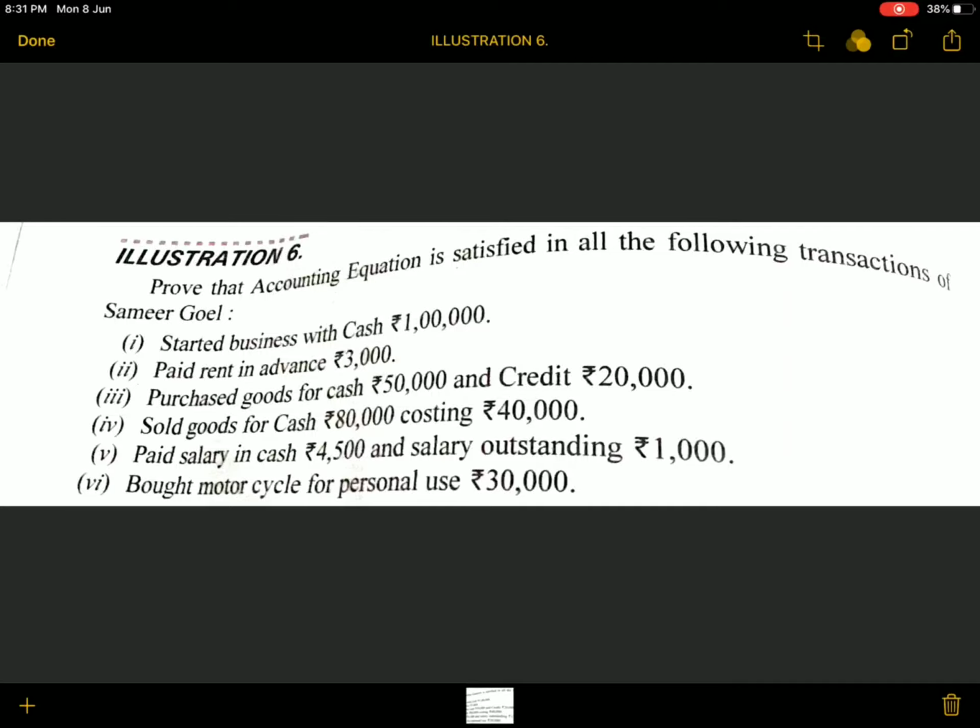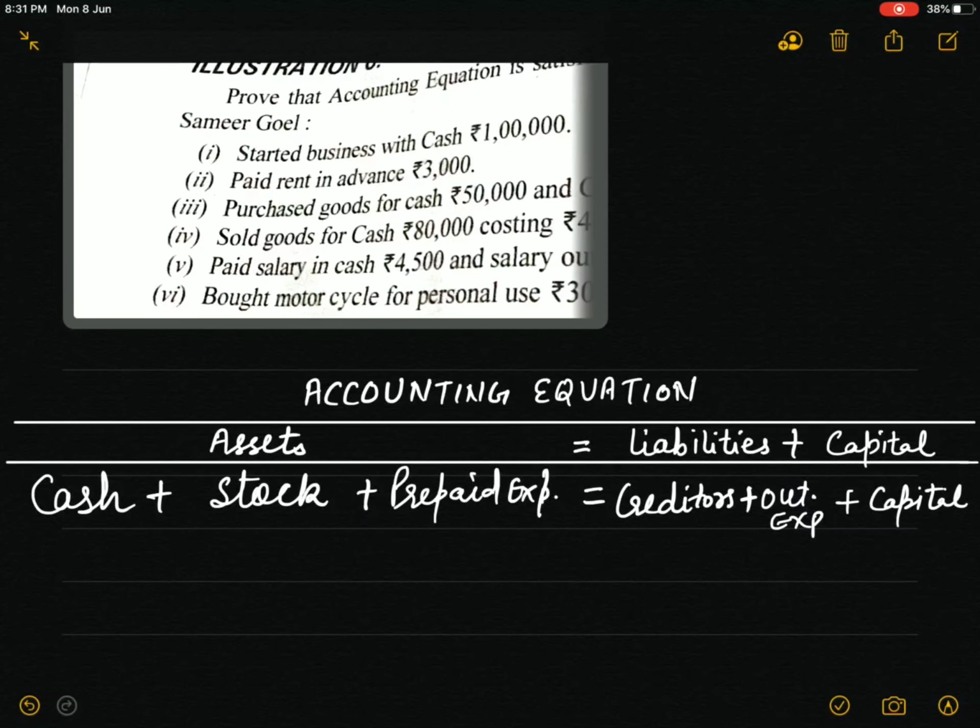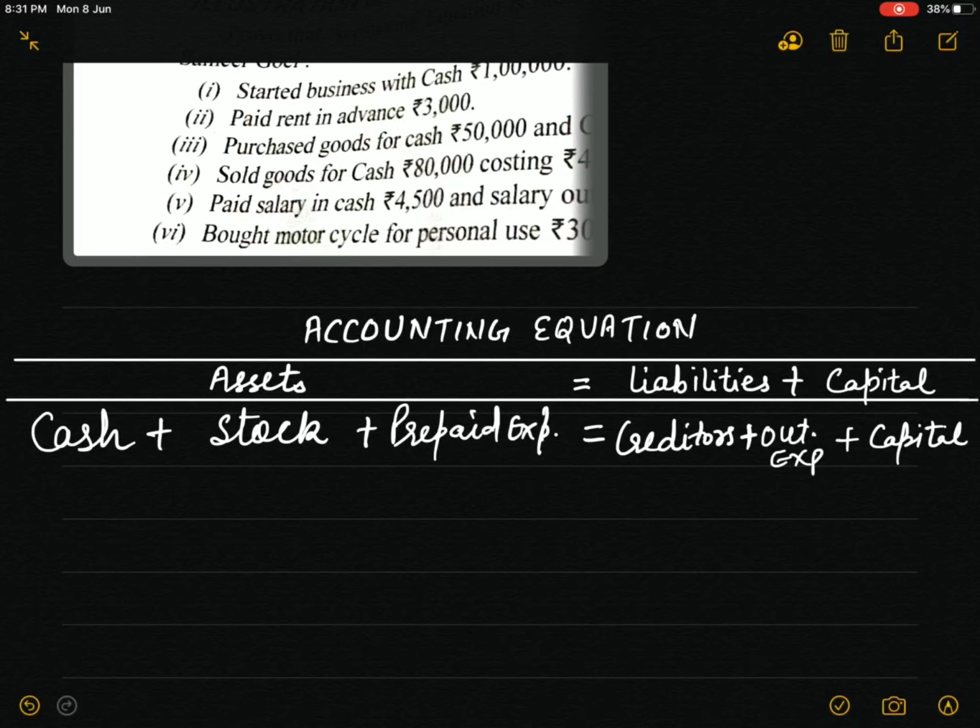Transaction 1 is: started business with cash rupees 1 lakh. First of all, we have to write the accounting equation: assets is equal to liabilities plus capital. Under assets, for these transactions we write cash, stock, prepaid expense, and on the liabilities plus capital side I write creditors plus outstanding expenses plus capital.